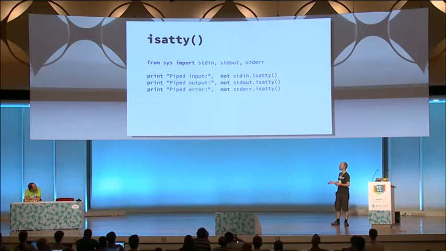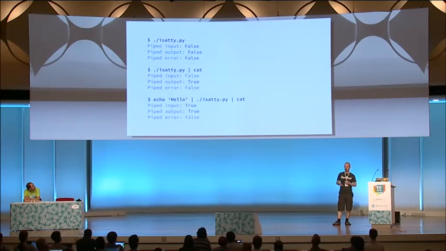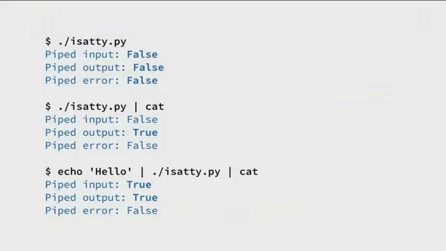So the thing you want to think about as a result of this is... So this is the result of running that program. If you run it on its own, it just says none of it's piped to anywhere. It's just coming to the screen. If you pipe it to another program, in this case cat, then it says the output is piped to cat, but obviously not standard error. And finally, we're just piping input and output. So it's just testing that all works.